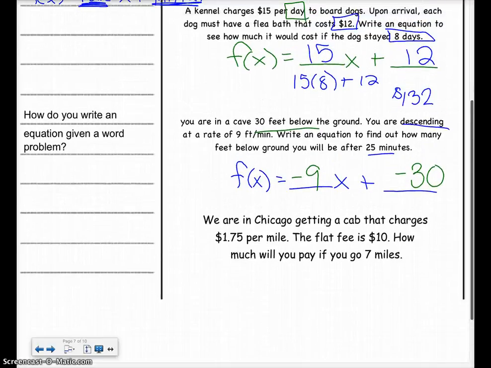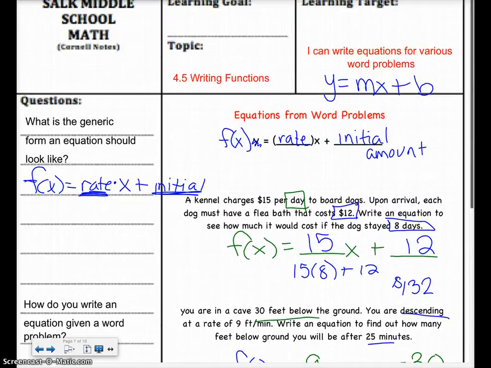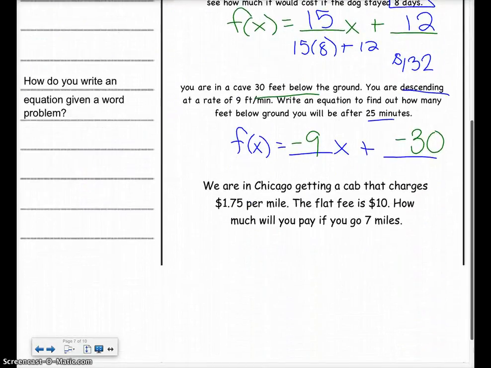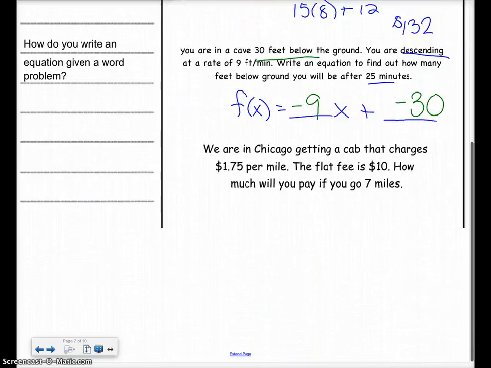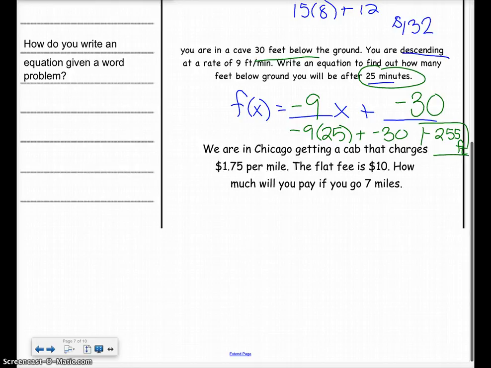Again, everything when you're given these word problems follows this template. Notice how right away I started with f of x equals blank x plus blank, and then I identified what's my rate and what's my initial. Now I have to apply it to 25 minutes. So negative 9 times 25 plus a negative 30 is negative 255 feet, below the ground.